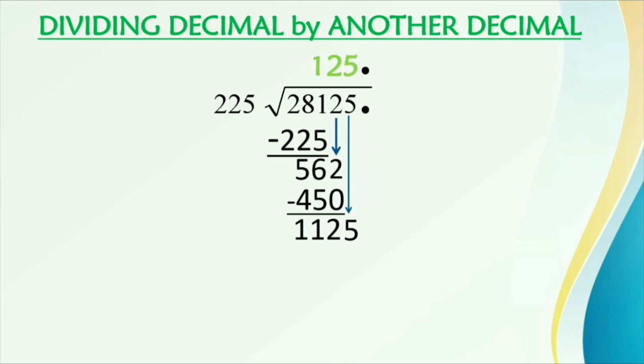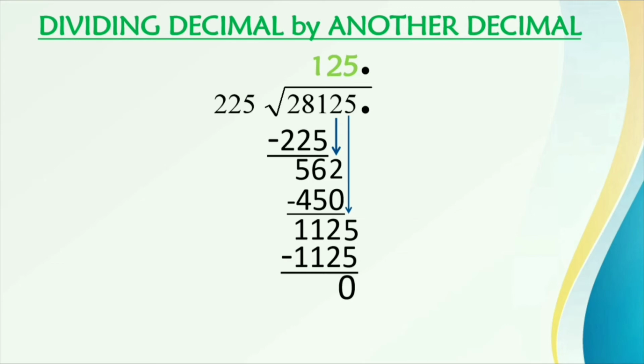That will give us 5. And then 5 times 225 is 1,125. And then subtracting it from 1,125 will give us 0. Okay, so the answer in our equation, 28,125 divided by 225 is 125. Okay, so that's it.